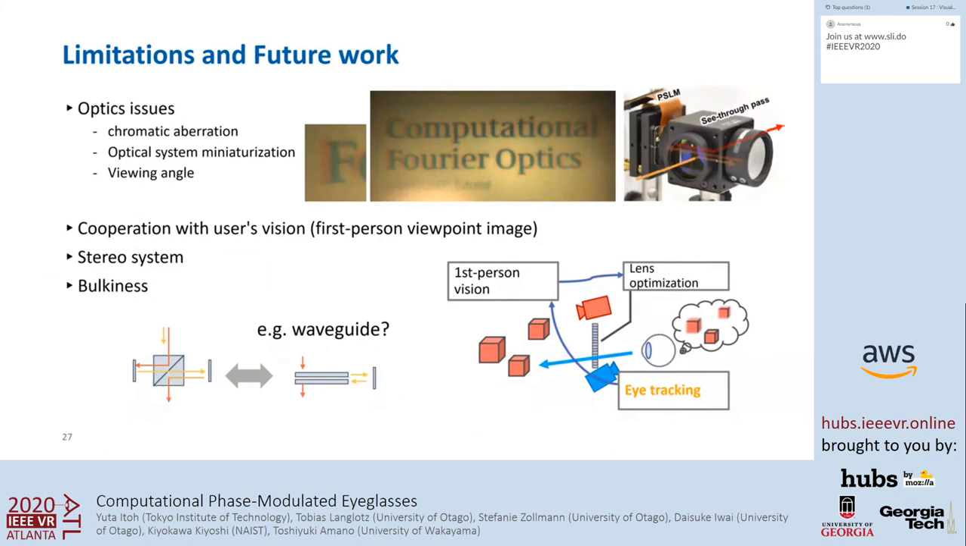Of course, the system has many limitations. First of all, the optical quality suffers from physical effects like chromatic aberration, which means each different spectrum, like color RGB, gets a different refraction effect, and then you get some blurry color breaking issue. And also the system is a benchtop, so it's quite bulky.